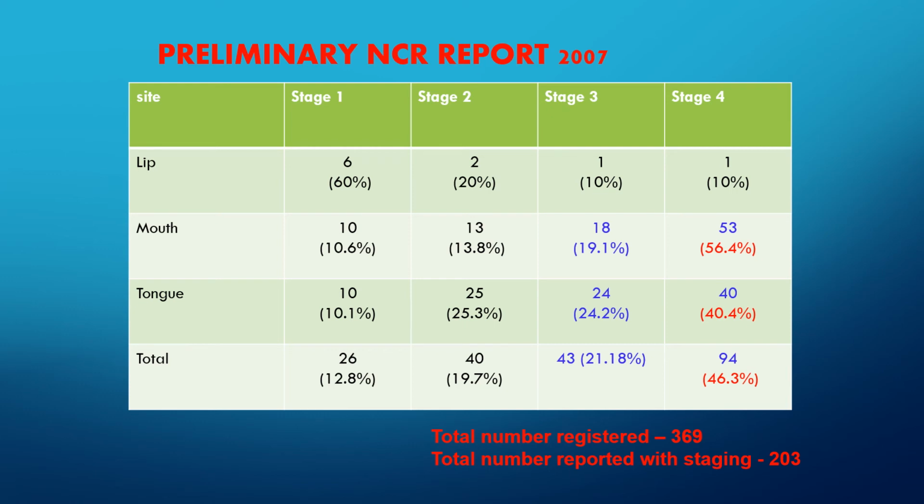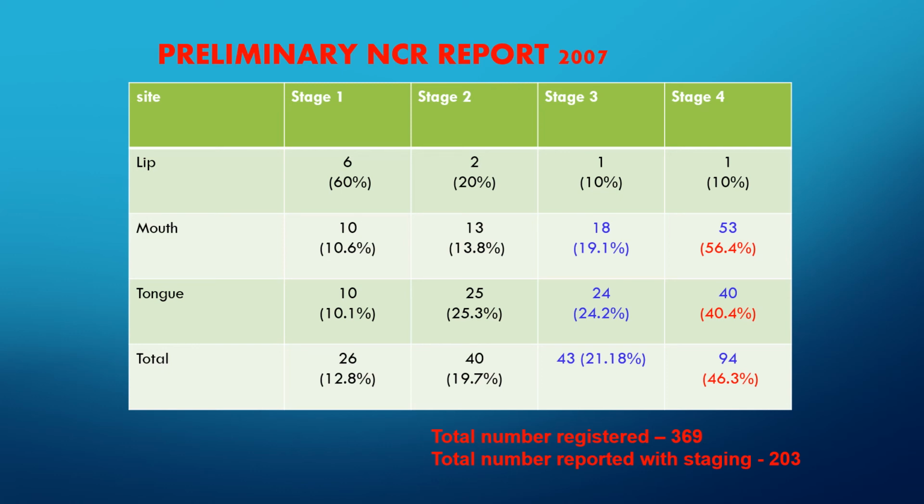Preliminary NCR reports 2007. We have sites: lips, mouth, tongue, and total. For lip cancer, stage 1 we have about 6 cases. Stage 2, about 2 cases. Stage 3, about 1 case. And stage 4, about 1 case. For mouth cancer, stage 1, we have about 10 cases. Stage 2, about 13 cases. Stage 3, 18 cases. And stage 4 is 53 cases.